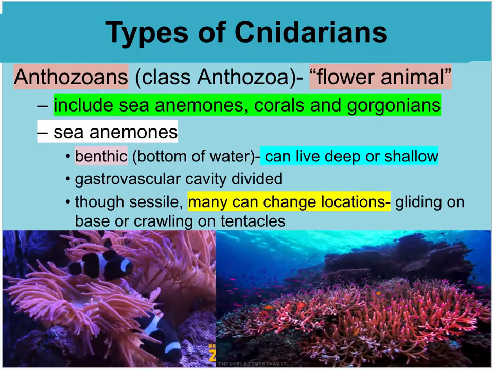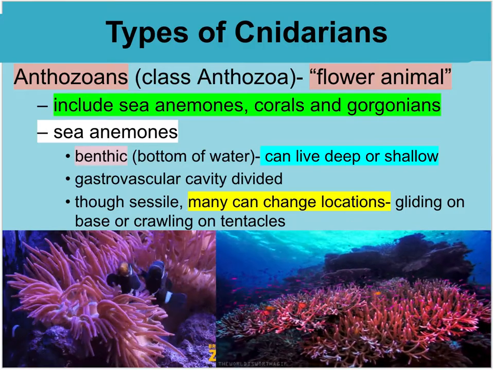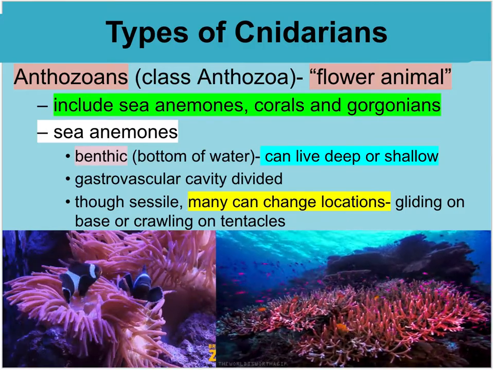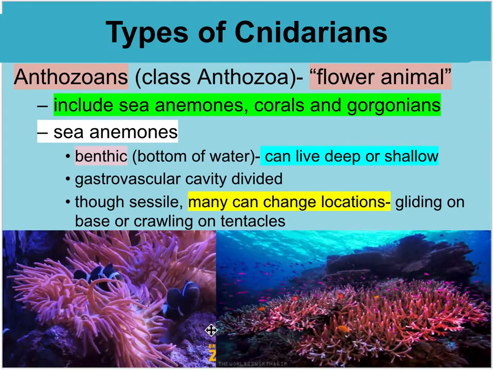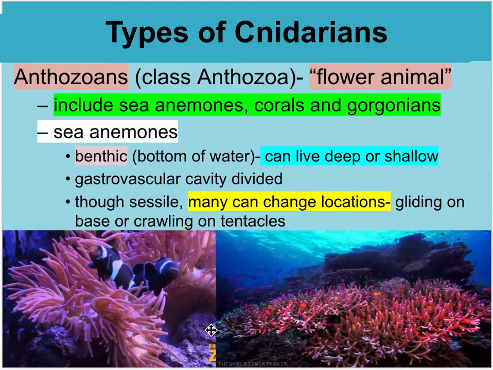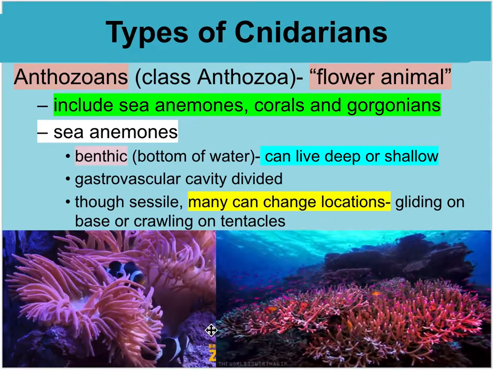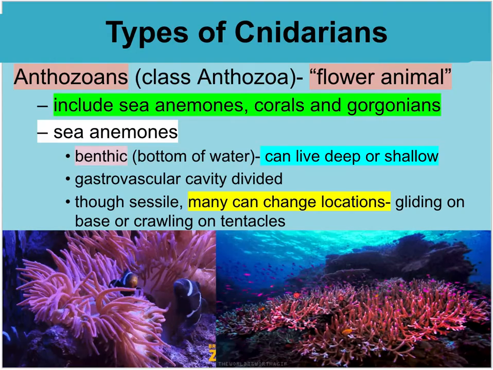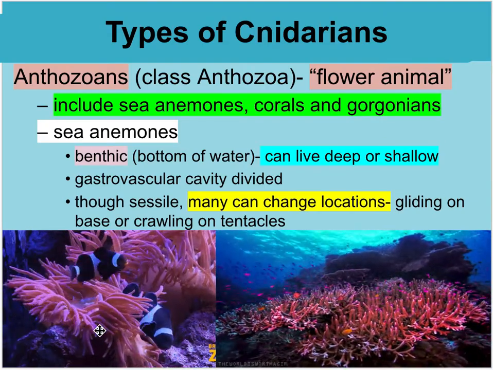So anthozoans got their name because they look like flowers. It's like flower animal is what its name is. And if you look at them, they kind of are flowery. So this is sea anemones, corals, and gorgonians. We're going to talk about sea anemones first. And this is obviously a coral, but this is an anemone over here.